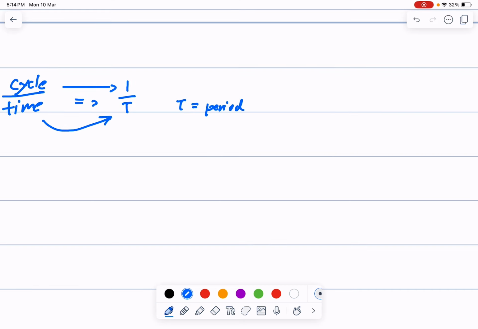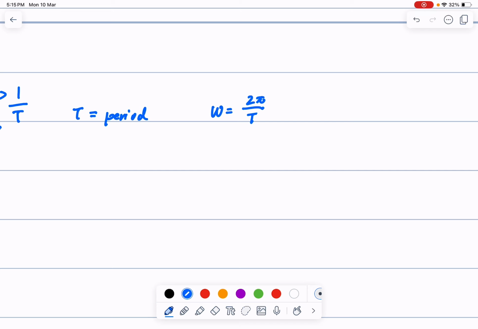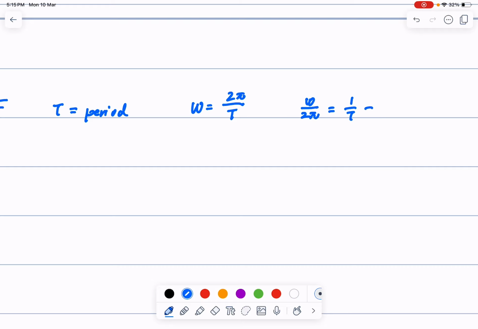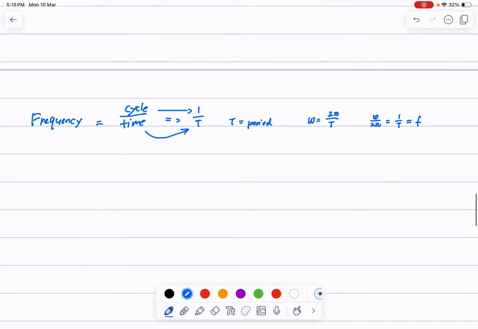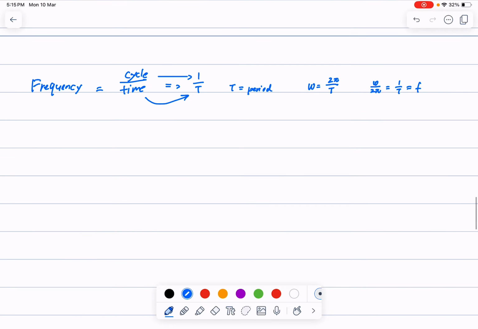Omega equals 2 pi over T. Omega is defined as angular frequency, so 2 pi is how much in radians of a cycle. So one cycle equals 2 pi. And we could rewrite this by dividing 2 pi on both sides. Omega divided by 2 pi equals 1 over T equals f. Splendid. How about velocity? Can we relate velocity with frequency?